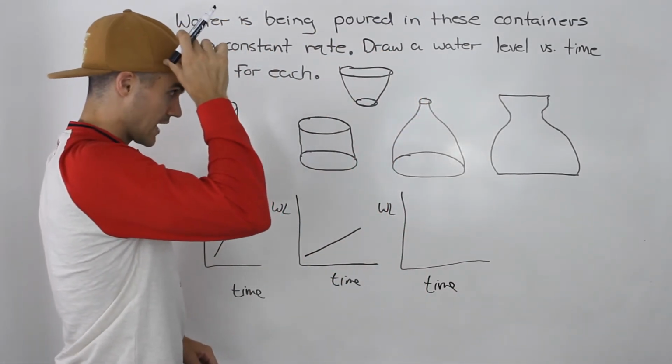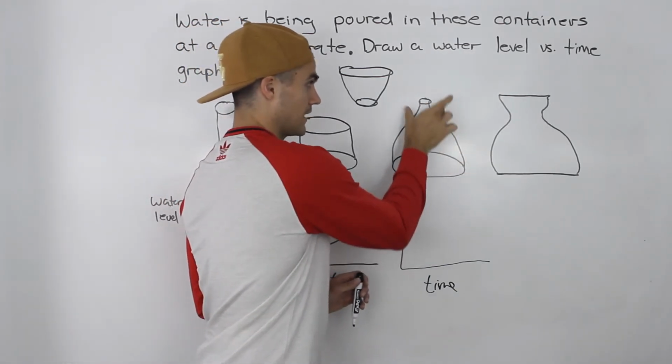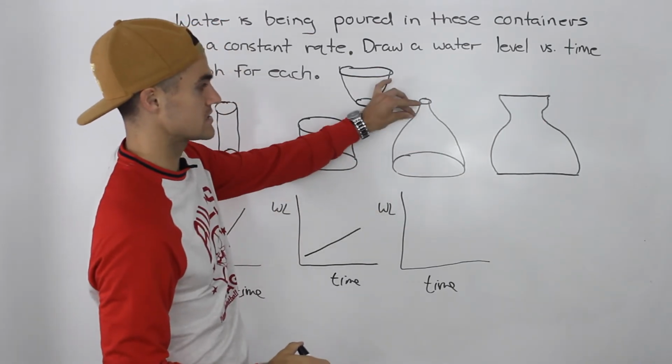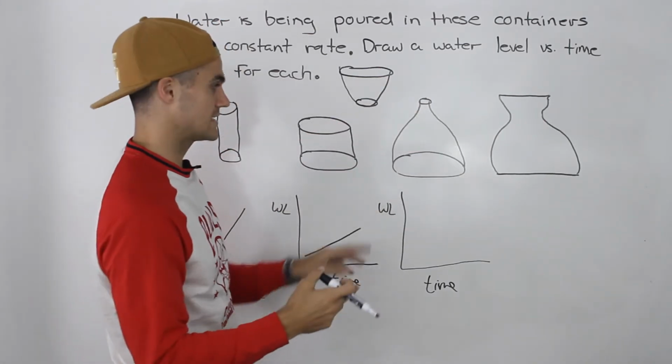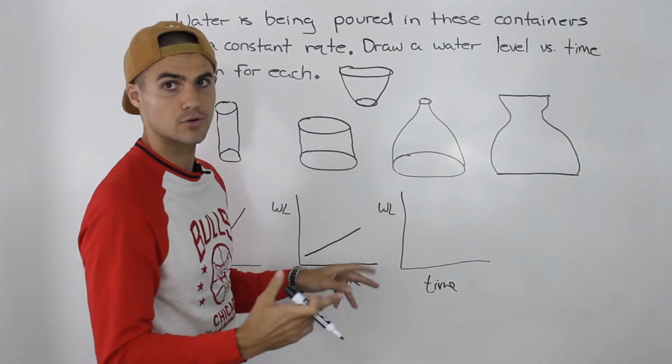So with this container, what's happening is the diameter is large at the bottom and then it's small at the top. So the diameter is decreasing. And what did we say? When the diameter is decreasing, it means the rate of change of the water level is increasing.